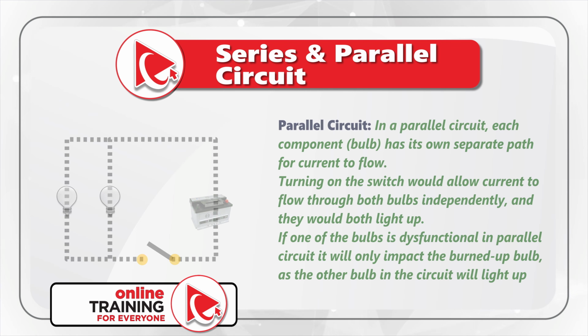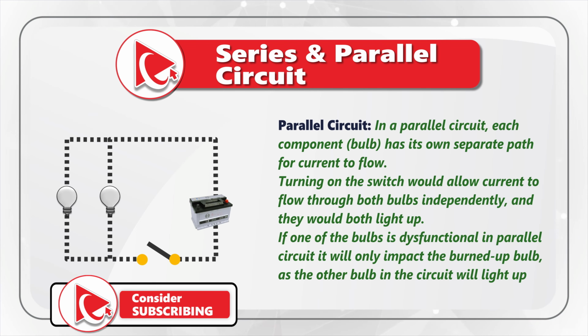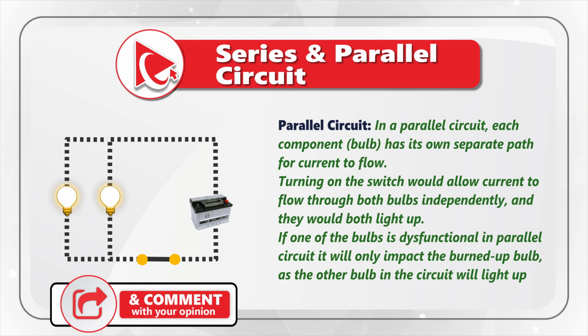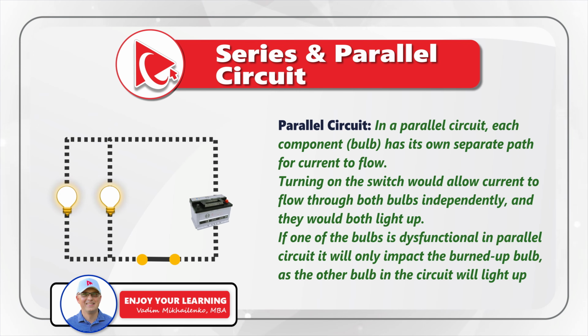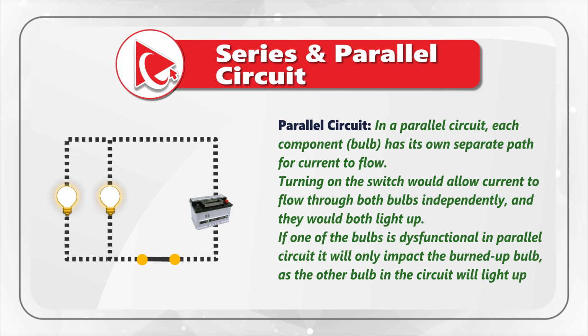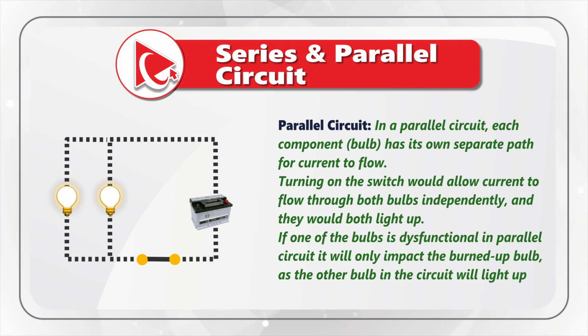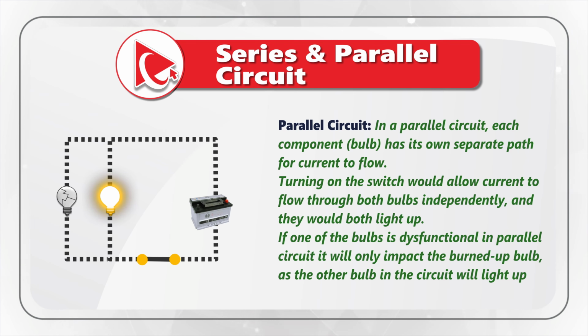In a parallel circuit, each component, each bulb, has its own separate path for current to flow. Turning on the switch would allow current to flow through both bulbs independently, and they would both light up. If one of the bulbs is dysfunctional in a parallel circuit, it will only impact the burned out bulb, as the other bulb in the circuit will light up.